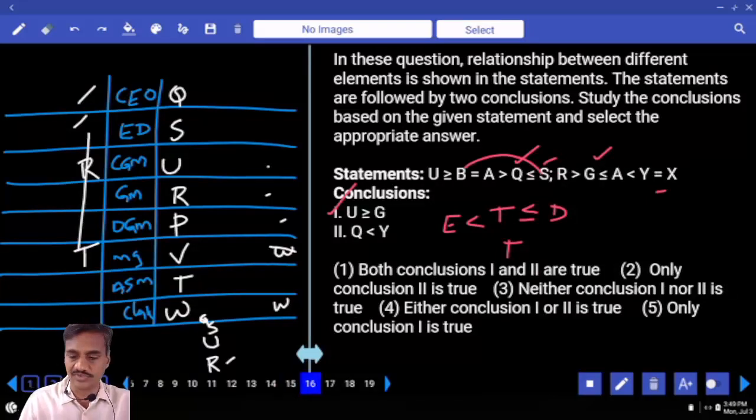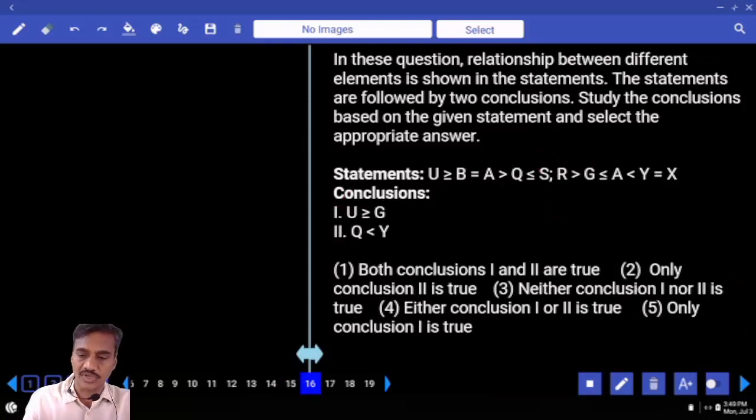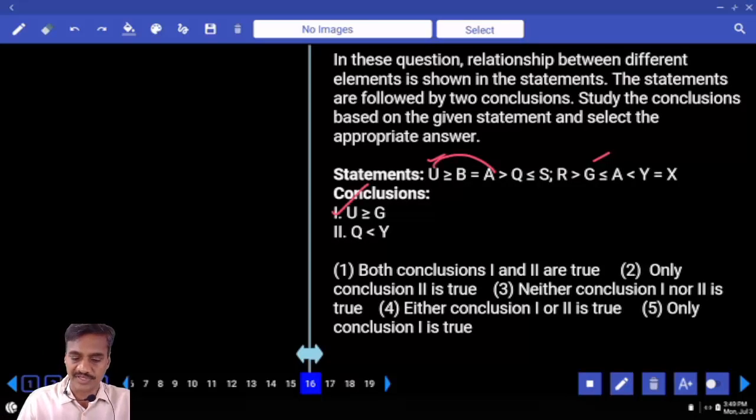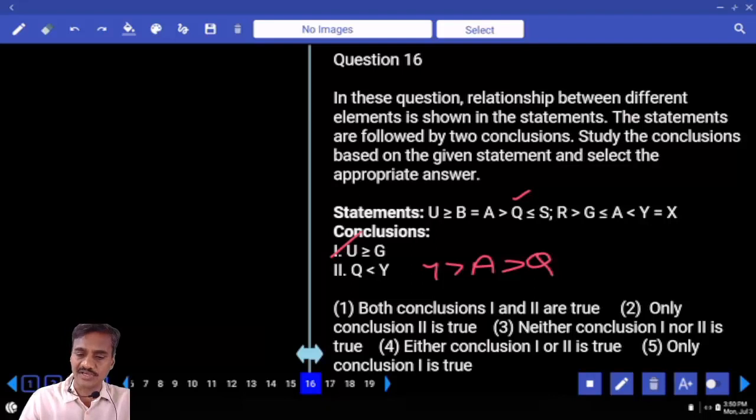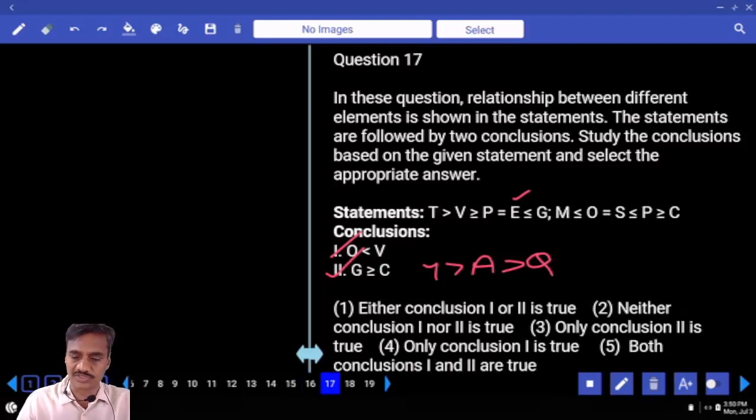The next one, the 16th one. Now in the 16, U and Z. Now U and Z, U is here and Z is here. Which element is common? A. U greater than or equals to A and G lesser than or equals to A, means A greater than or equals to Z. And U greater than or equals to G, definitely. Then next one, Q and Y. Now Y is here, Q is here. Then tell me what is the letter that is common? Q is here. A greater than Q. A lesser than Y means Y greater than A. Hence Y greater than Q, Q lesser than Y, both 1 and 2, choice 1, question 16.